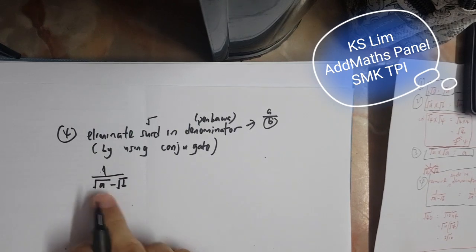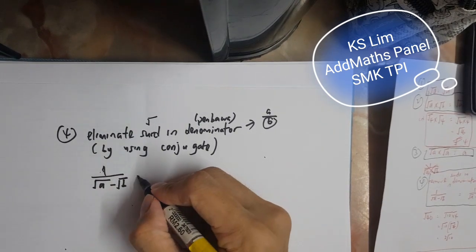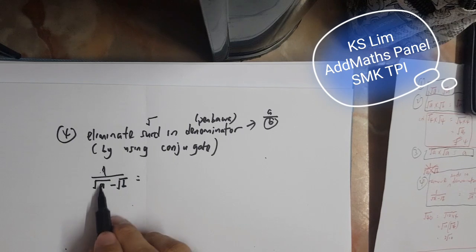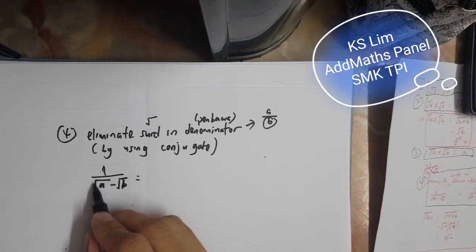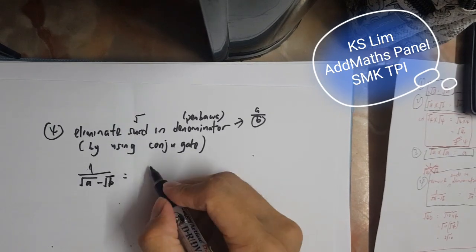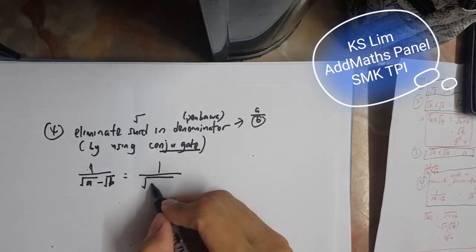1 over square root A minus square root B can be written as... you see, you have roots in the denominator. That means there is a surd in the denominator and I want to eliminate this root. How to do it? I'll show you right now by using the conjugate. What is meant by conjugate?